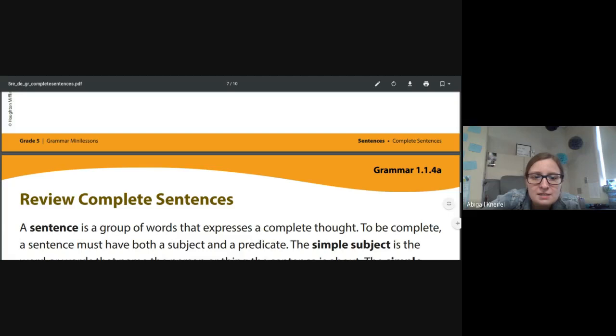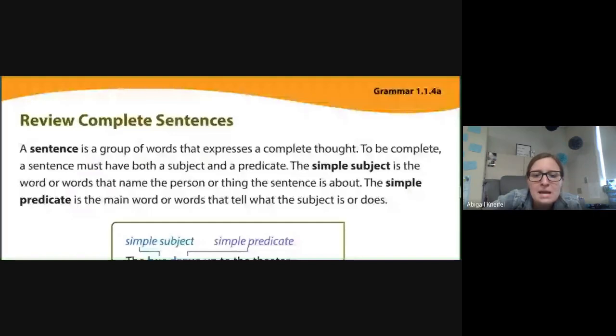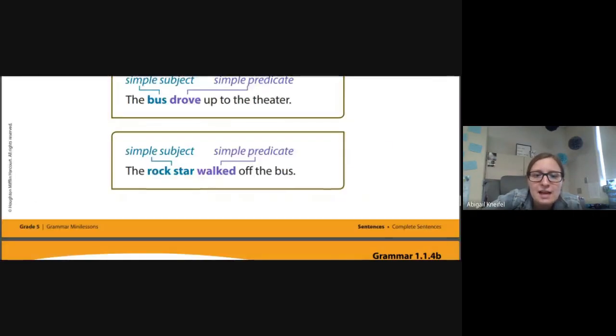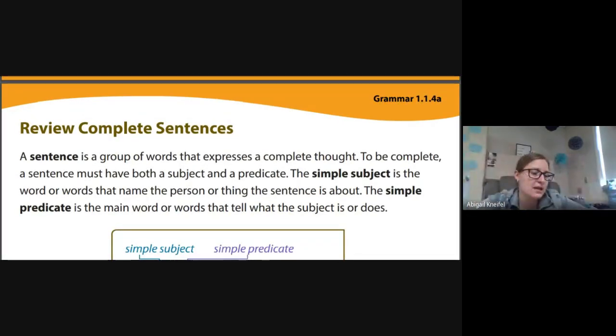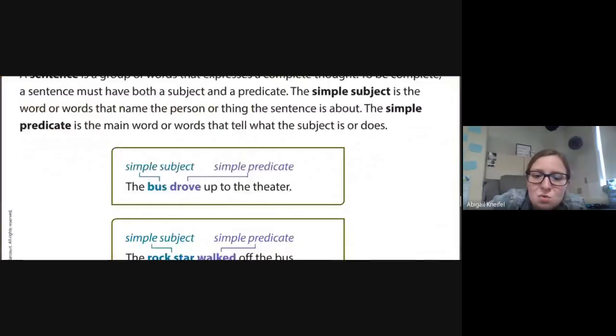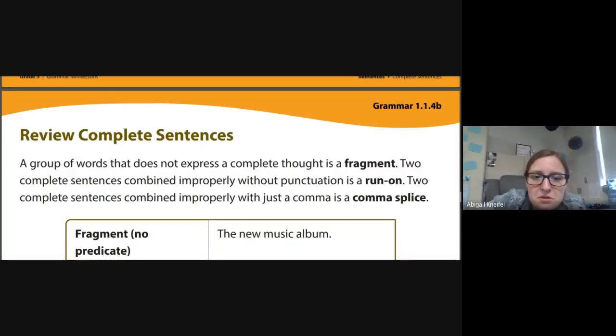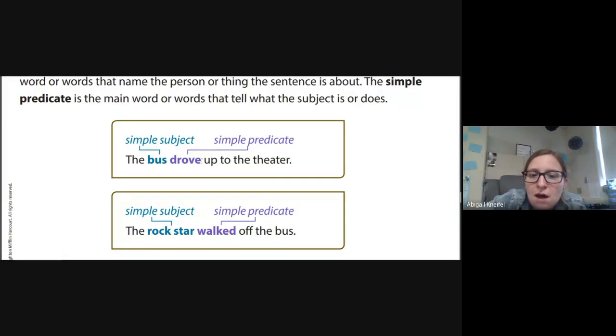All right. Review complete subjects or review complete sentences. So these are exactly what we've already read before. A sentence is a group of words that makes us have a whole thought. It starts from the beginning and the end. The simple subject says who it's about, and the predicate tells us what it is or does. Here's just 2 more examples. The bus drove up to the theater. The bus is the subject. Drove is the predicate. Simple subject, the rock star. Simple predicate, walked off the bus.